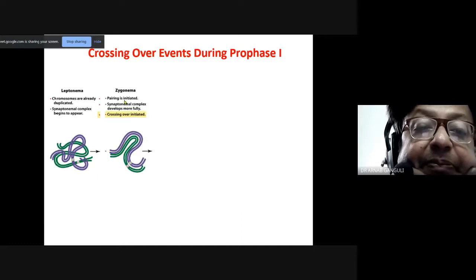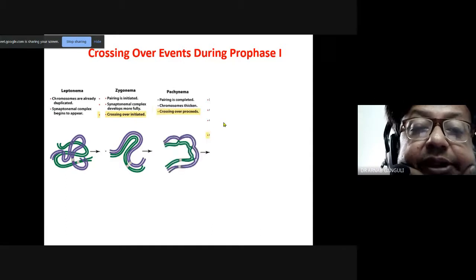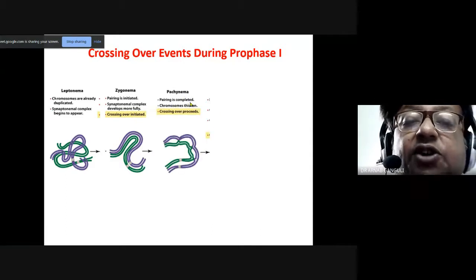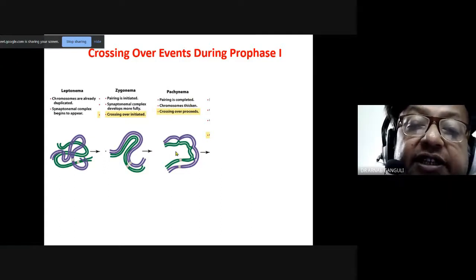In zygonema, pairing is initiated. They come side by side. Synaptonemal complex develops more fully. Crossing over has started. Now, in pachytene, what happens? Pairing is completed, chromosomes thicken. Here, now your crossing over proceeds. Now you can see that these are the places where crossing over is taking place.